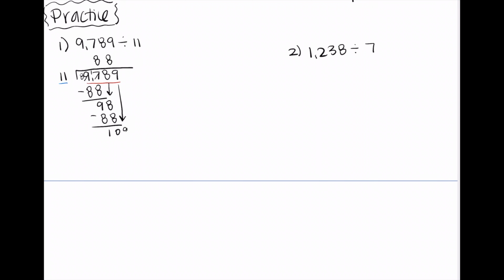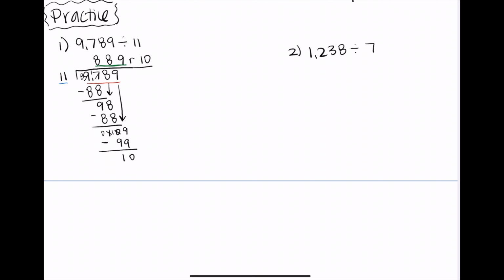I'll bring down my 9. 11 goes into 109 9 times, right? So 9 times 11 gives us 99. We'll write our 9 up top. And then when we do 109 minus 99, we'll get 10 left over.